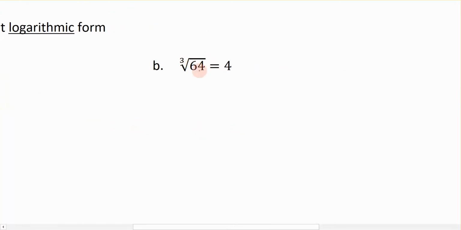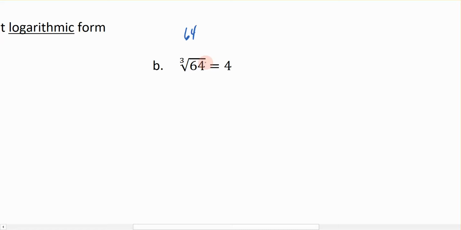The cubed root of 64 is equal to 4. Now we haven't seen a problem yet where I have a radical in my expression. We want to always start, since we're moving from the exponential form into the log form, right? That's what my directions tell me. I need to rewrite all radicals as rationals. Hopefully you remember that to do that, I start with what's under the radical sign, that's 64, and I raise it to a fractional power.